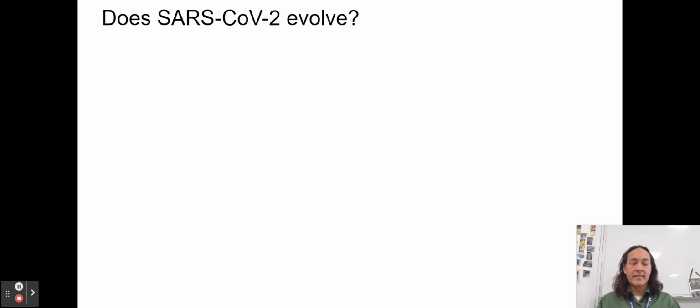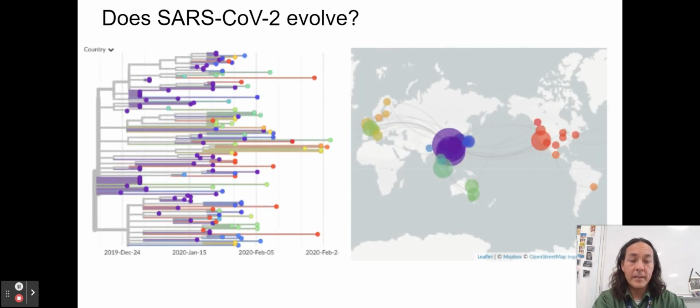Almost everything has to interact with its environment. Everything that's alive definitely does. Does the coronavirus evolve? Well, we've seen so many different strains, right? We've seen Delta, Omicron, and the original strain. So yes, it definitely evolves.